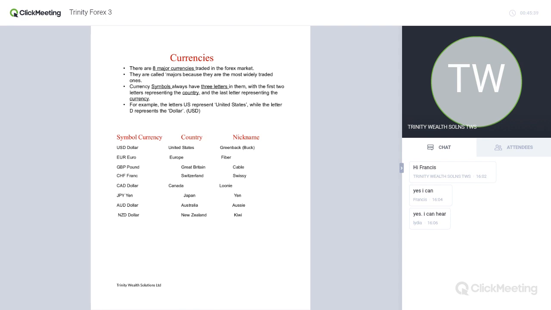And we have nicknames, which we saw yesterday. Many times we read analysis from other analysts, and they are likely to quote in nicknames. So you don't want to start wondering, what is this fiber here, and what do they mean? At least you know the nicknames for the 8 major currencies. So US dollar for US, it's called greenback. Euro for Europe, called fiber.